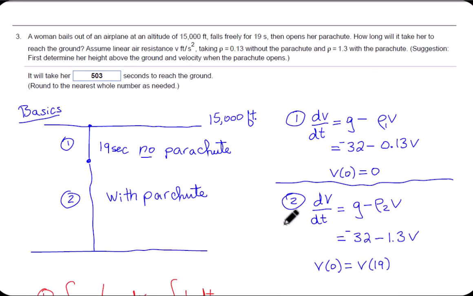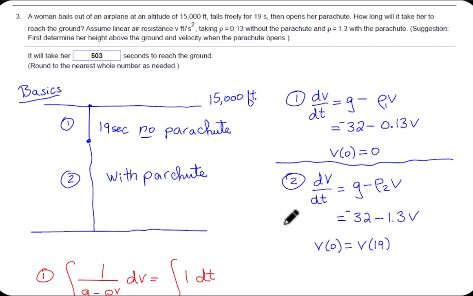All right, question 3 probably has the most algebra. So let's see what's going on. A woman's in an airplane and the airplane is at 15,000 feet. She jumps out of the airplane and she falls freely for 19 seconds. Then she decides to open up the parachute and go to the ground.